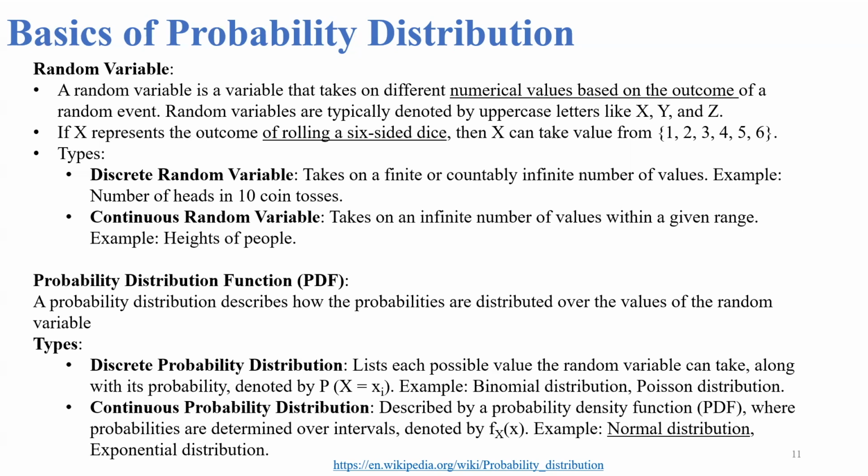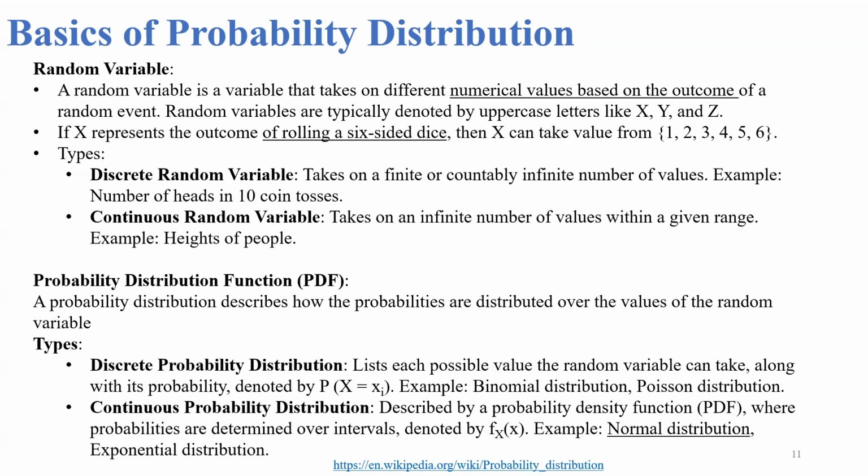Now let's talk about the probability distribution function, or PDF. A probability distribution function describes how probabilities are distributed over the values of the random variable. This can also have two types, because we have two types of variable: discrete probability distributions and continuous probability distributions. In a discrete PDF, we have a list of each possible value the random variable can take, along with the probability denoted by P of X equals Xi. So Xi is basically that particular event.